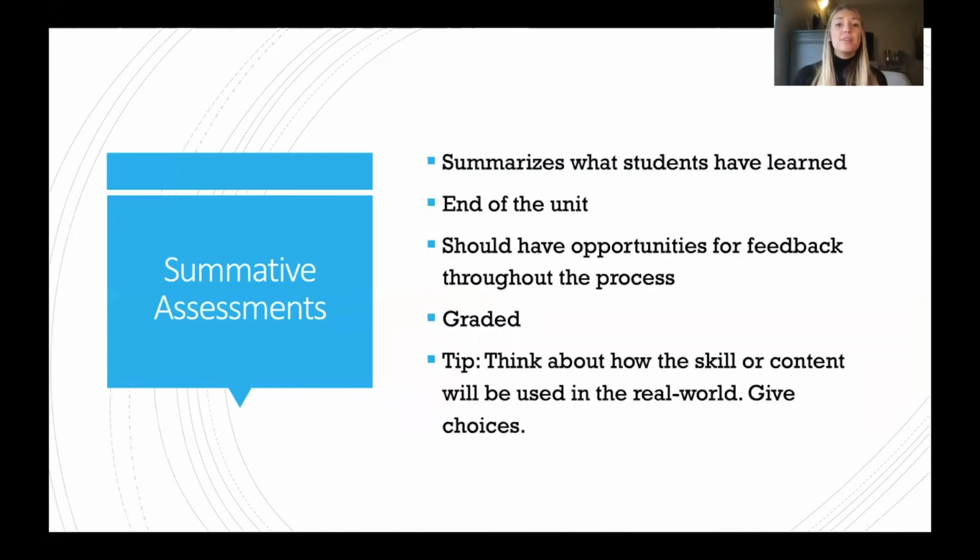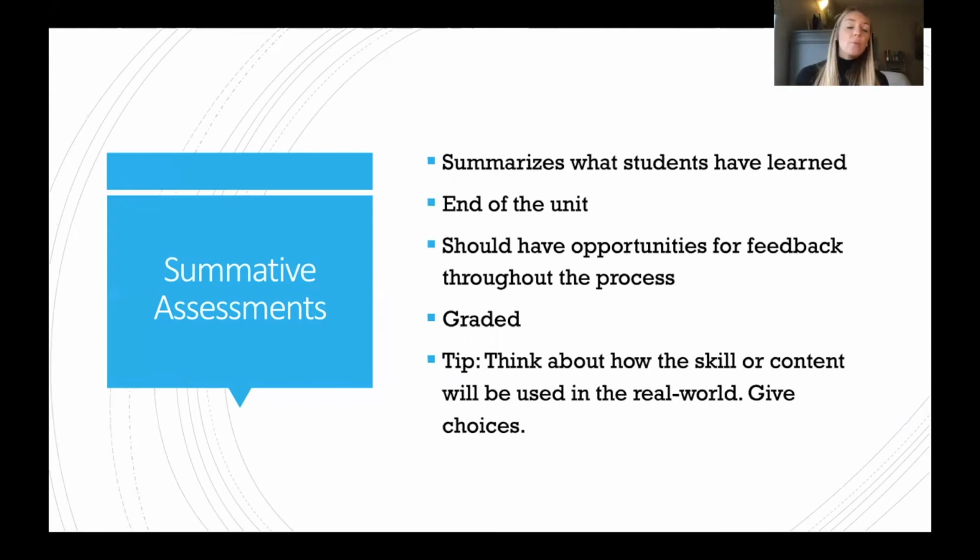I want to remind you that it summarizes what students have learned, either the skill, the content knowledge, or both. It's usually at the end of the unit, and students should have opportunities for feedback throughout the process. So usually when we give a test, it's just probably 10 to 20 to 30 minutes given on one day, and then we move on. Some teachers choose to show their students their test score afterwards. Maybe some teachers allow students to fix it up, but that's very few.